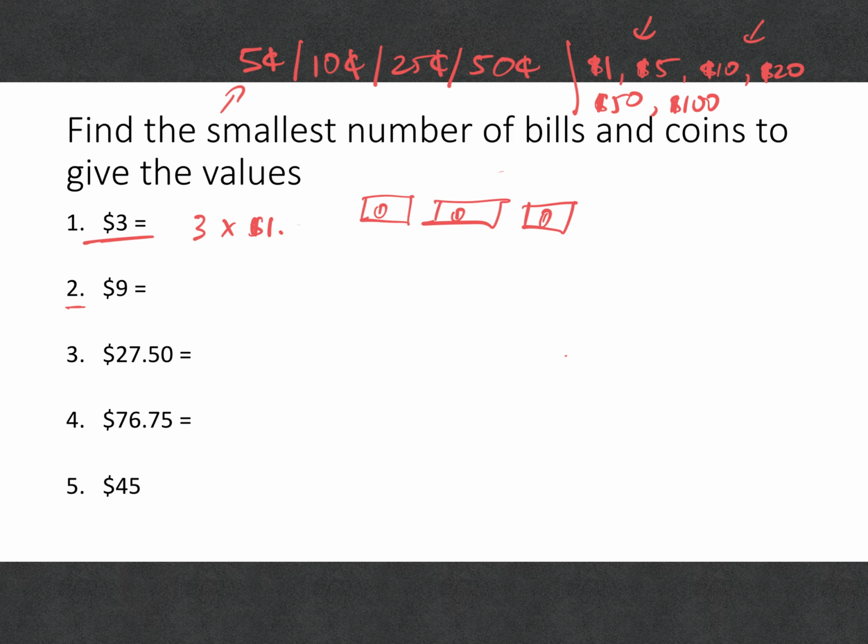All right, I'll do one more to help you guys out, and you guys can do 4 and 5 for homework if you guys want to. $27.50. So one of my techniques is starting with the largest bill. Could we use a $100 bill? No, that's too much. Remember, we want to get the exact amount without going over.